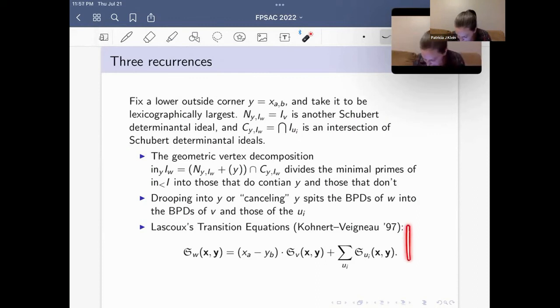And we get what's called the transition equation, where we can express the double Schubert polynomial of W in terms of the double Schubert polynomials of these permutations that show up through our Drup moves. So I am out of time, and so I will stop here.